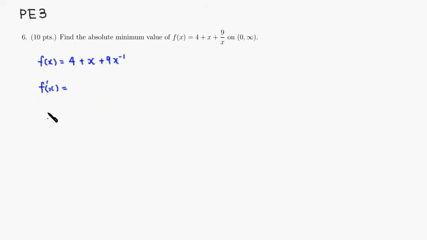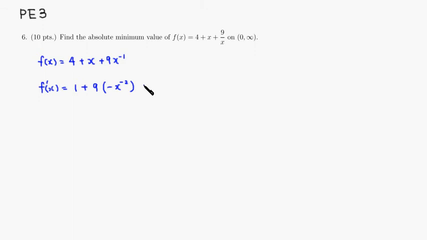Then we can take the derivative. The derivative of 4 is 0, so I'm not going to write anything down. The derivative of x is just 1. Then you have a constant multiple 9, so we put that there. The derivative of x to the negative 1 means put the negative 1 in front, so it's negative x, and subtract 1 from the power, so it's going to be negative 2.